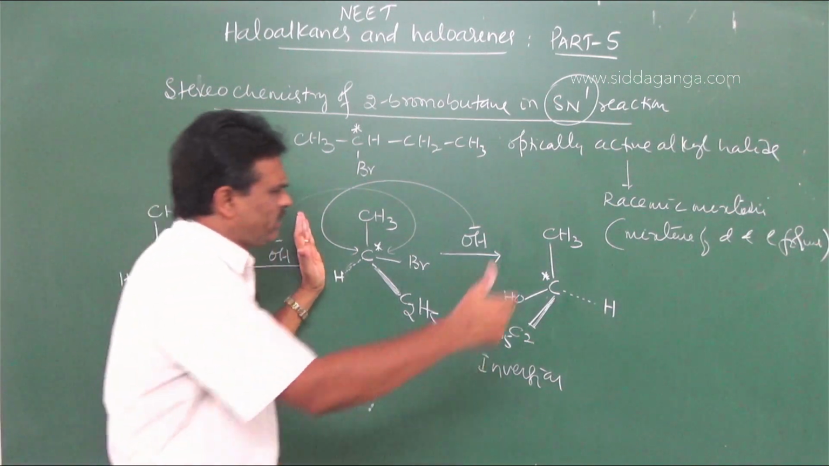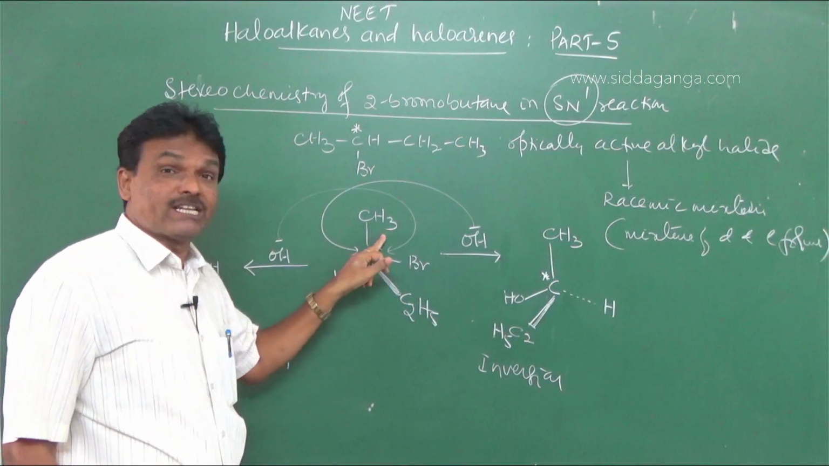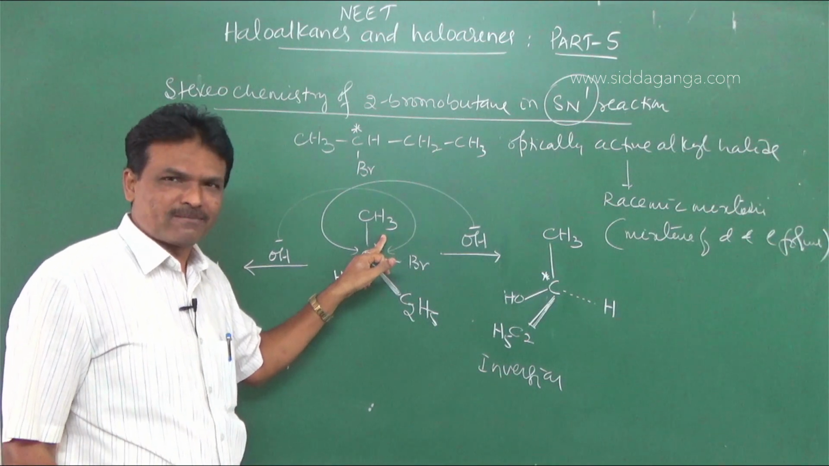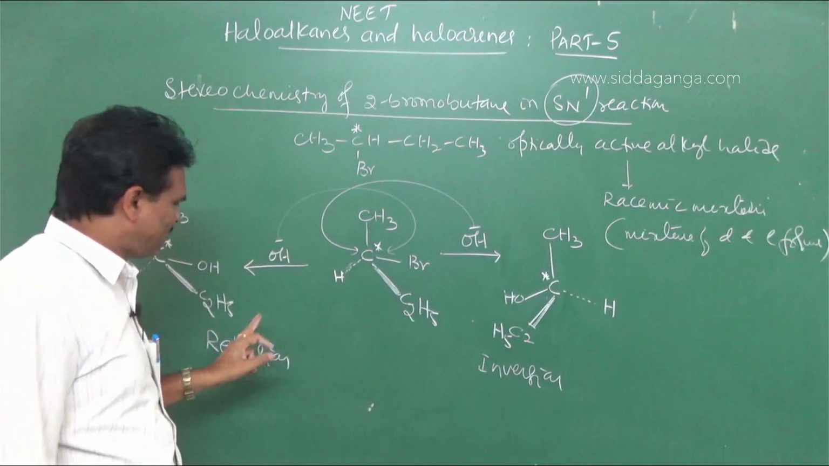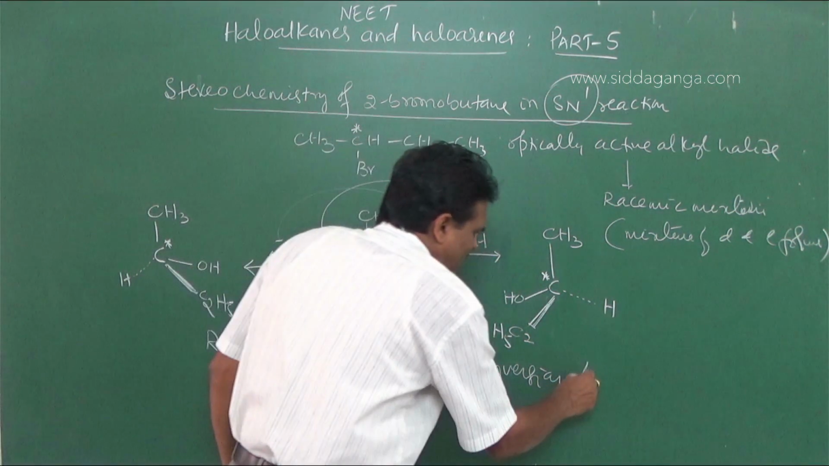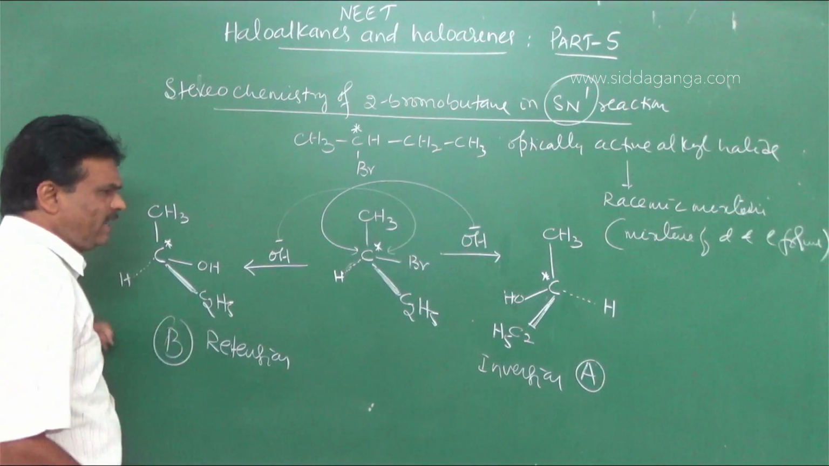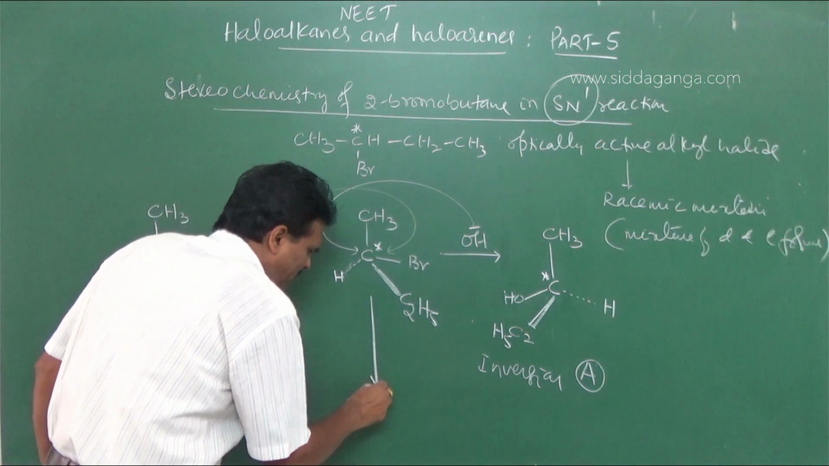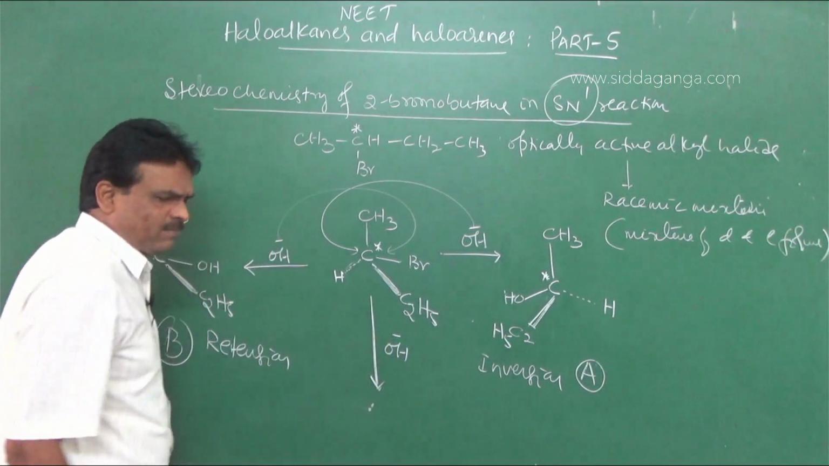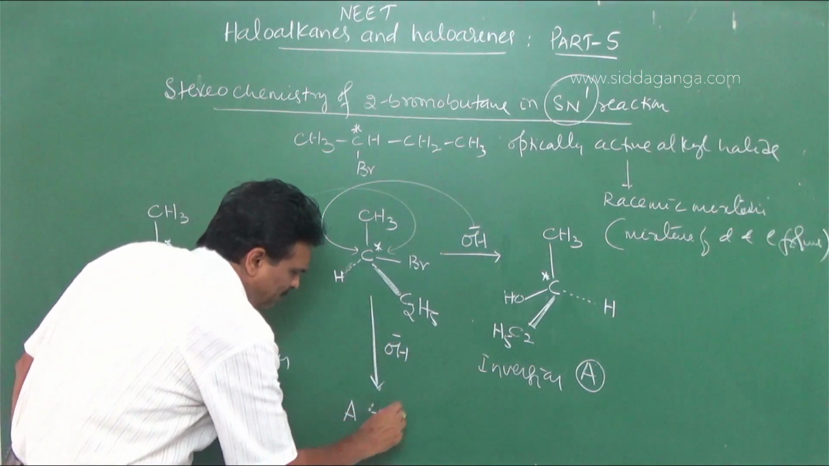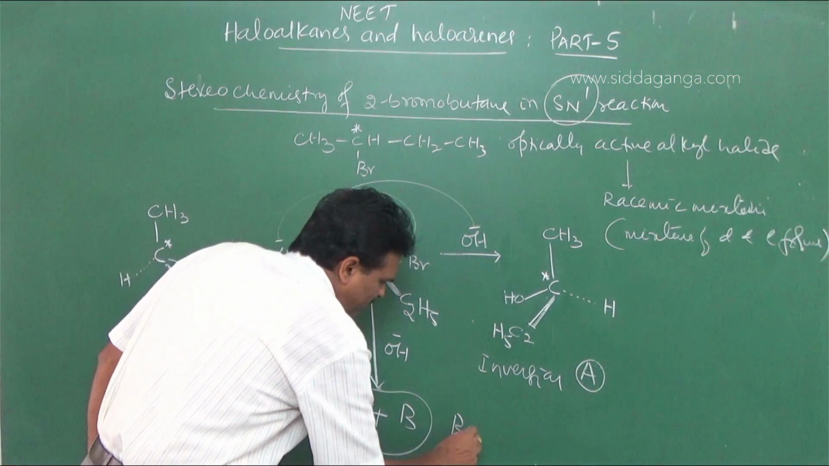If it gives only one compound, there is no retention configuration; it definitely undergoes SN2 reaction. If it undergoes both inversion as well as retention, this is the compound A, this is the compound B. Clear? So when 2-bromobutane is treated with a base, it can form both A plus B, and this is racemization.